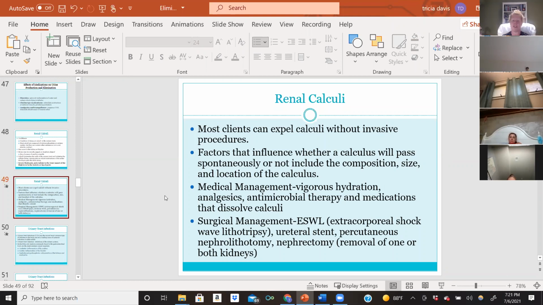So we do what's called a ureteral stent. We'll go into the ureter and put in a stent that widens that area up so the stone can come through. We can also do a percutaneous nephrolithotomy or a nephrectomy. A nephrectomy would be a removal of one or both kidneys, or we could go in and put a nephrostomy tube in. A nephrostomy tube would go right into the kidney through the back, depending on where that blockage is, and then the urine would come out of that area until the stone passes, or if they have to do another procedure. It really just depends on what's going on with the patient, which route they choose.